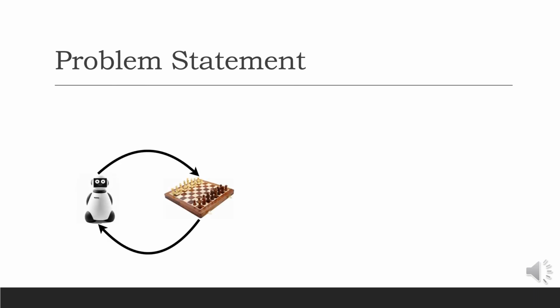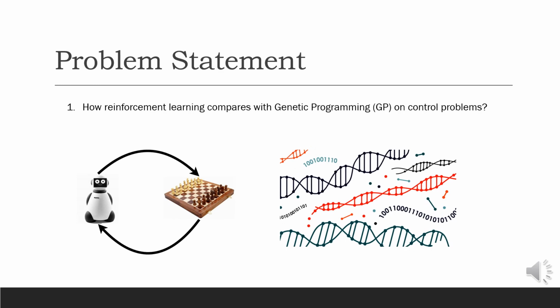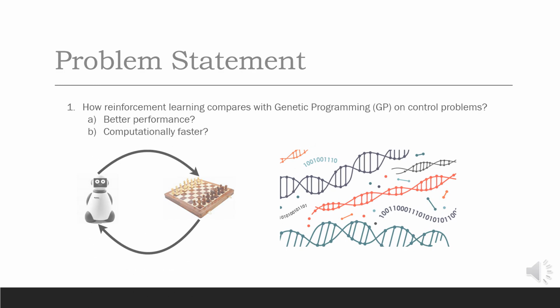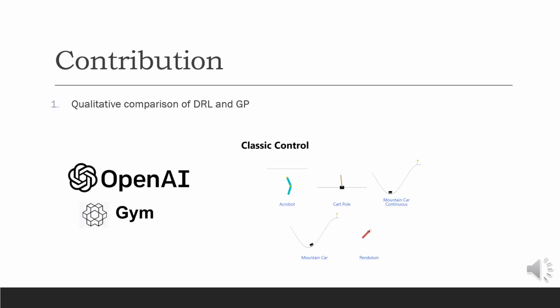With the rise of machine learning and deep learning, the field known as reinforcement learning recently got a lot of attention. In this paradigm, an agent learns to solve a problem by trial and error, with the intelligent use of the generated data. How does reinforcement learning compare with genetic programming, a classic evolutionary approach, in terms of performance and computational time? One of our contributions is to provide a qualitative comparison of deep reinforcement learning and genetic programming on classic control problems in the OpenAI Gym library.